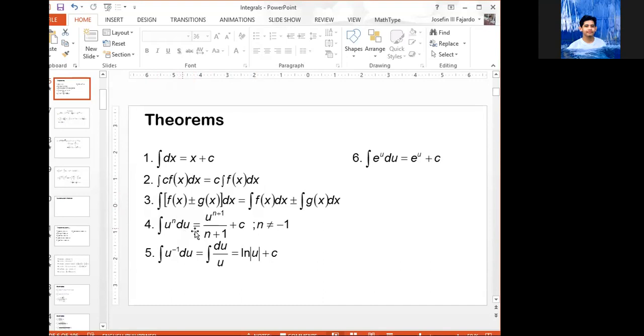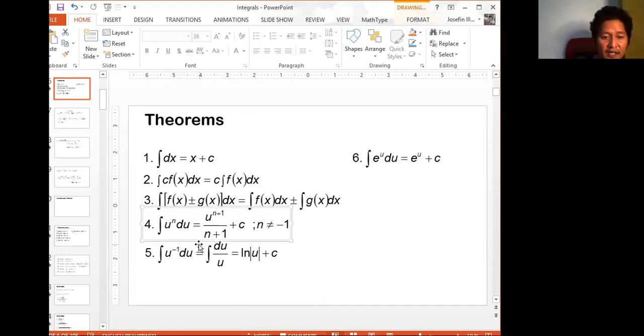Yung rule number 4 is actually the rule wherein this is very similar to your derivative. Yun nga lang, ito na yung reverse process. Diba sa derivative, when we take on the derivative, ang ginagawa natin, nagsusubtract tayo ng 1 at saka minumultiply natin yung previous exponent. Sa integrals, ang ginagawa natin, instead of subtracting by 1, nag-add tayo ng 1 sa exponent, and instead of multiplying, we divide by the new exponent. And then there is that magic plus constant there.